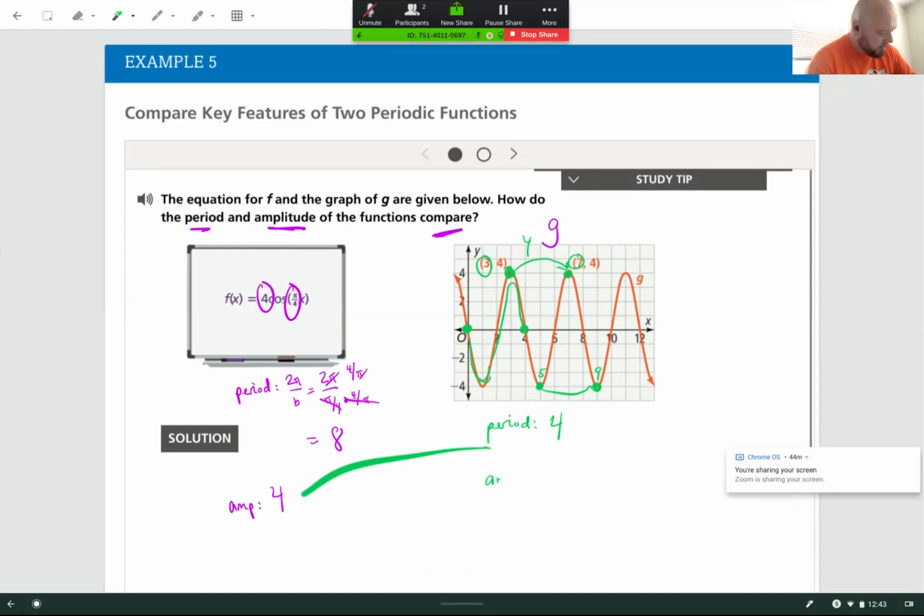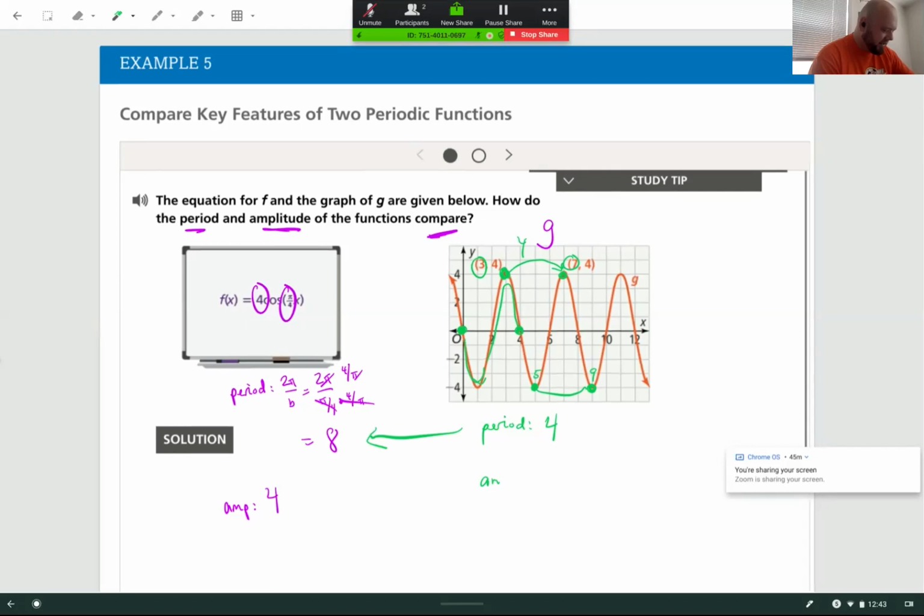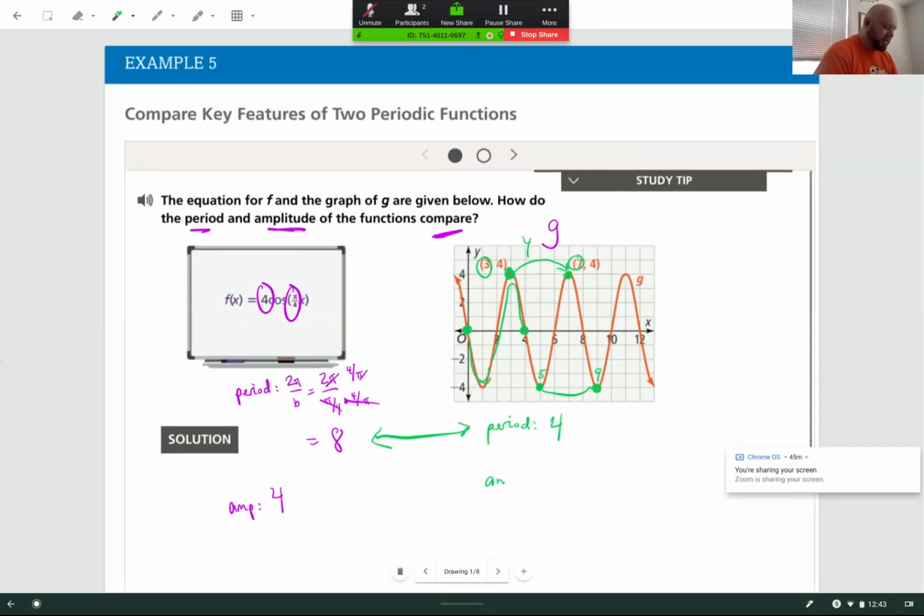Let's talk about the amplitude. Wow. I totally screwed that up. These functions do not have the same period. I just went period to amplitude. Period to period, they don't have the same period. The f has a period of 8 and g has a period of 4.